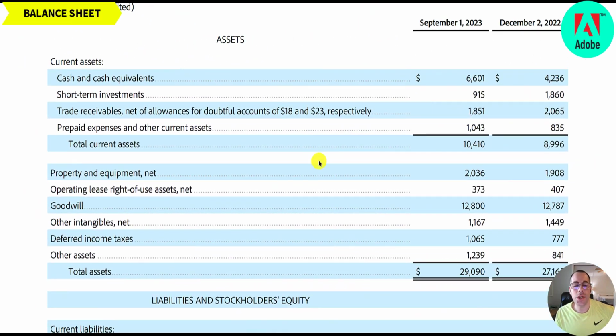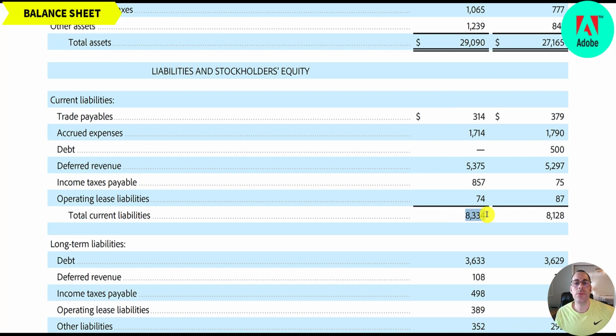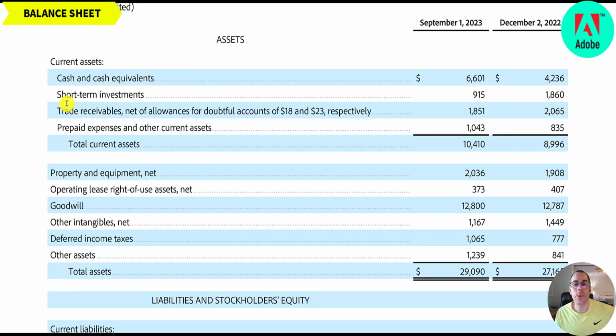Let's look at their balance sheet. Current assets of 10.4 billion, current liabilities of 8.3 billion. So their current ratio is above 1. Current ratio is current assets over current liabilities. It's how well you can cover your current debts with your current assets.